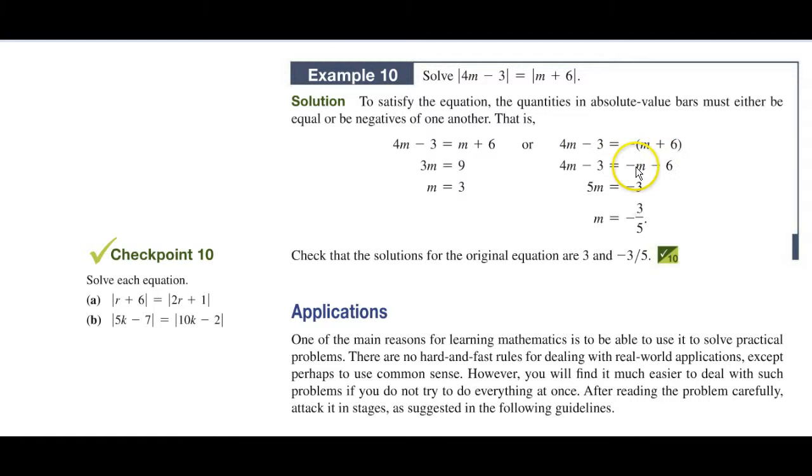Then again, solve. Transpose becomes a 5m. Transpose, this now becomes a -3. m, your other value is this. Okay.